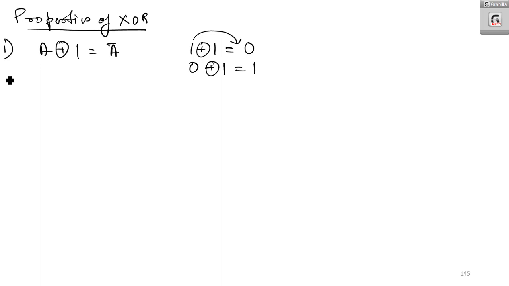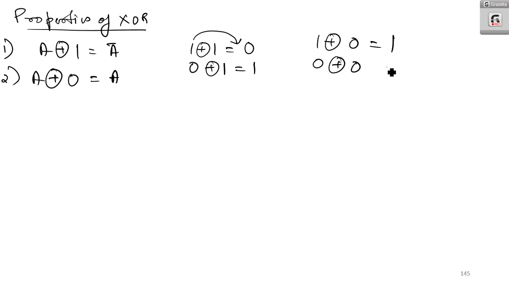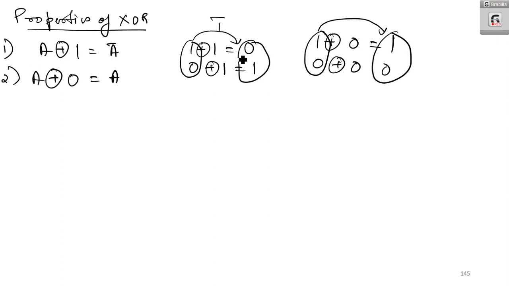The second one is A XOR 0. A XOR 0 is A itself. If I have 1 XOR 0, it is 1. Again, 0 XOR 0 is 0. That means this 1 is directly transferred here. In the first case, the complement of the first column is here; here, it is the first column itself. That is the second property of XOR.